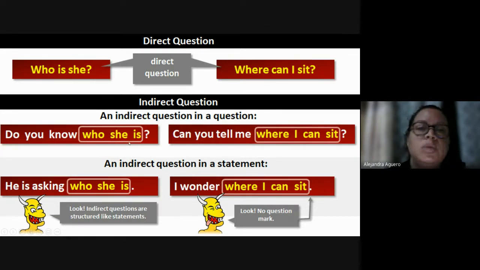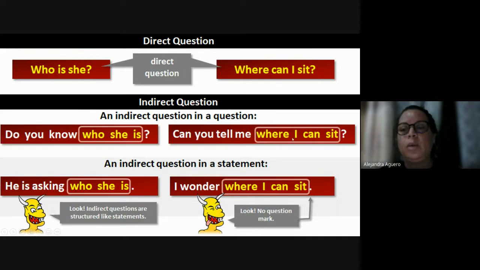But in this case, we are not having a question anymore. We're having a sentence. So the direct question changes to a sentence. A sentence is WH, subject, verb, and complement. Okay? Let's remember that in sentences, we are not going to use auxiliaries unless it is negative. So we say, like, do you know who she is? WH. She is the subject and is the verb.